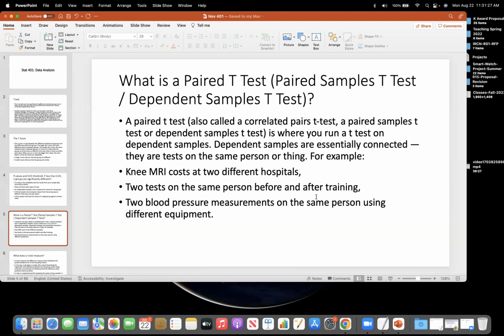So how many people have Mac operating system? I do. One. That's it. How many students have Windows? I do. Two, three, I do. Four. Okay. All right.